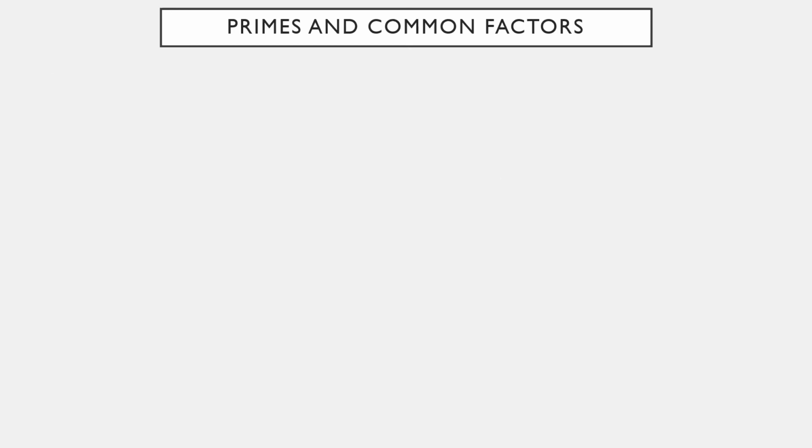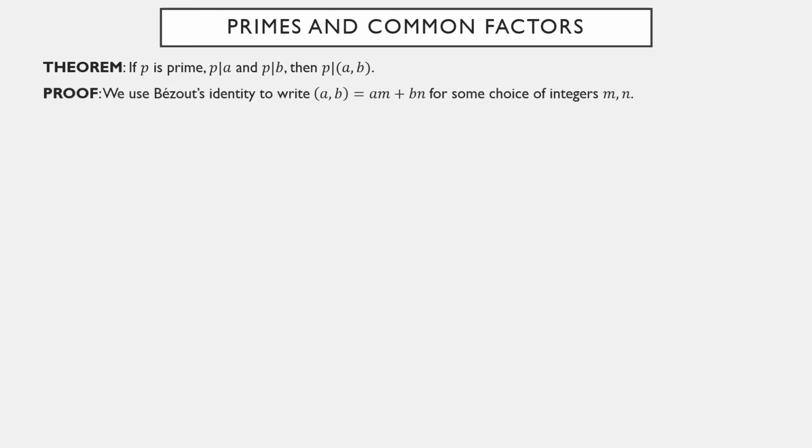What does this have to do with common factors? Suppose P is prime, and it's a factor of two numbers A and B. Then it must be a factor of the GCD of A and B. This falls right out of Bézout's identity. We can write the GCD as a linear combination of A and B. Since P is a factor of A and a factor of B, by assumption, it's a factor of any integer combination of A and B, specifically that one, the GCD.